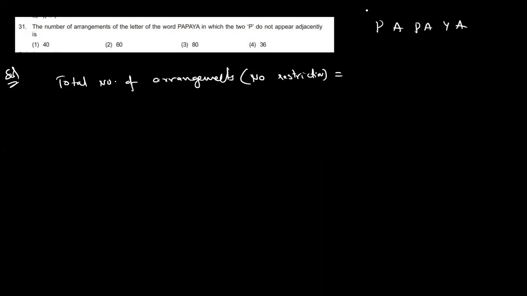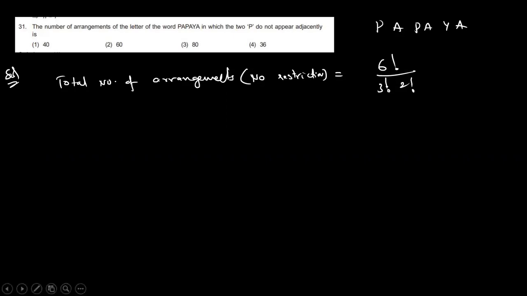Generally, in this type of model, I directly take the total number of arrangements, meaning no restrictions. How many letters are there in PAPAYA? 6. So 6 factorial, divided by 3 factorial since A is repeated 3 times, and by 2 factorial since P is repeated 2 times.